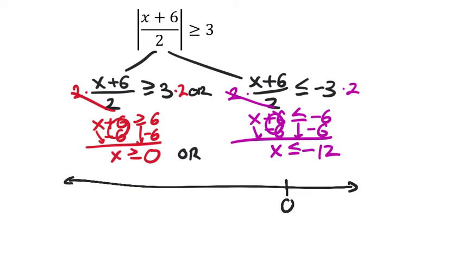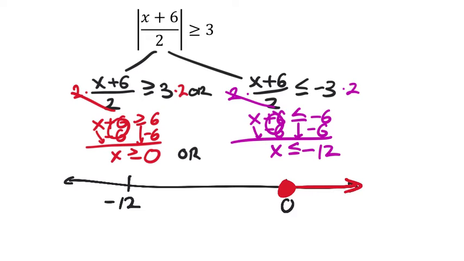So this would be 0. This one would be negative 12. I think I got the sign right on the 0. So I'll start with the red. I start with the red one, and x is greater than or equal to 0. So it could equal 0, right? So I'm going to fill this circle in. And that one's eating the x, so it goes to the right.